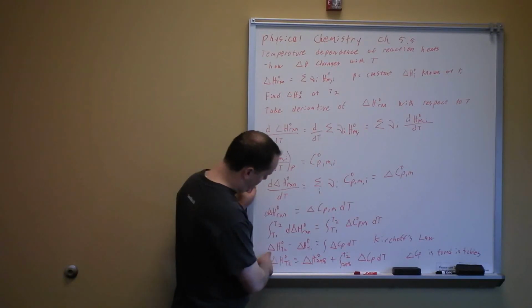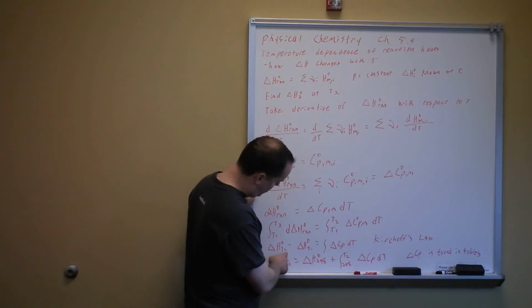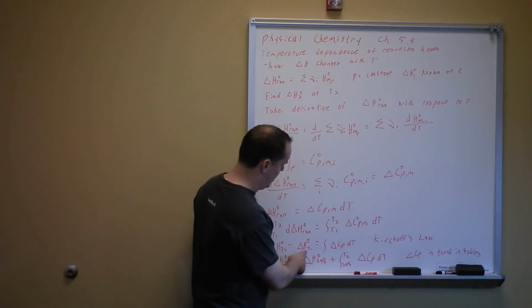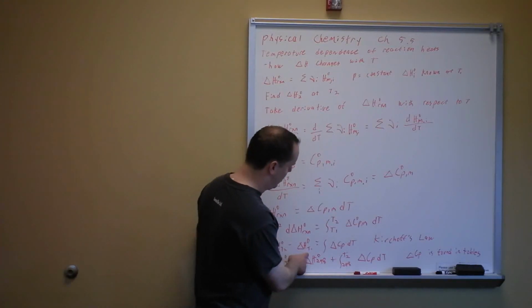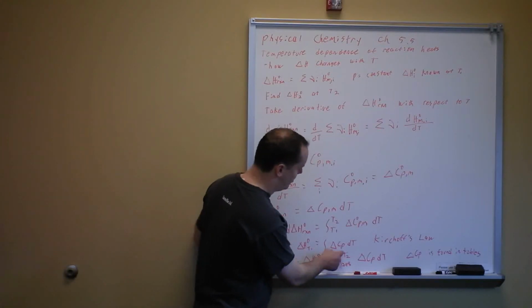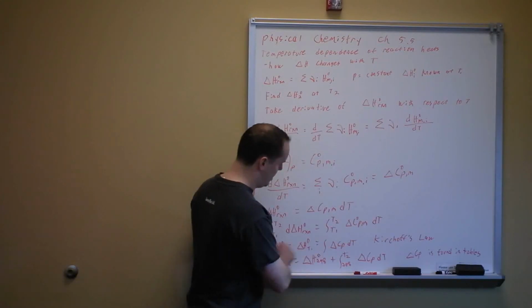Integrating that, we get the change in enthalpy at standard pressure at temperature 2 minus the change in enthalpy at 1 bar at temperature 1 is just equal to the integral of the change in the heat capacity with respect to temperature.